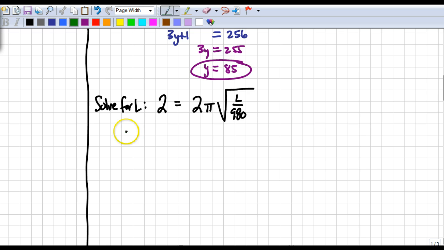Technically, we could divide by 2 here and then divide by pi, but since they're both being multiplied at the same time, it's faster just to deal with them both at once. So we're just going to divide by 2 pi on both sides.